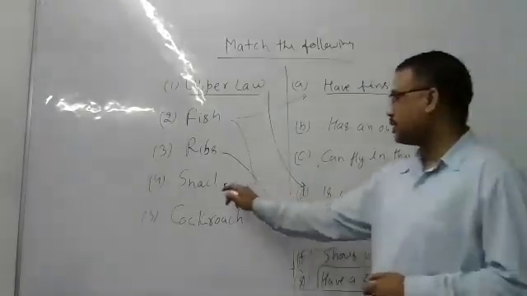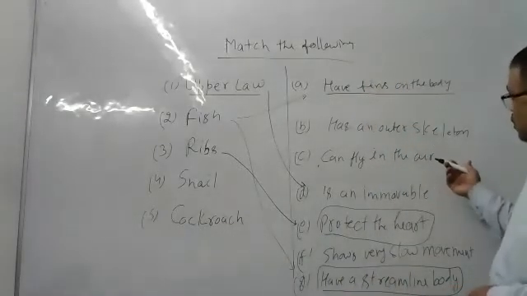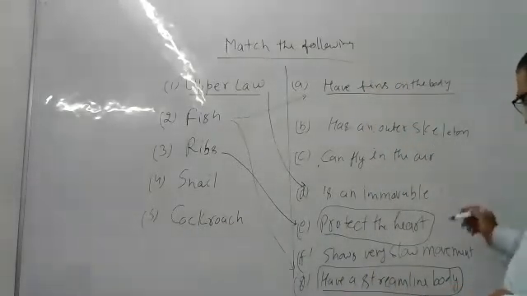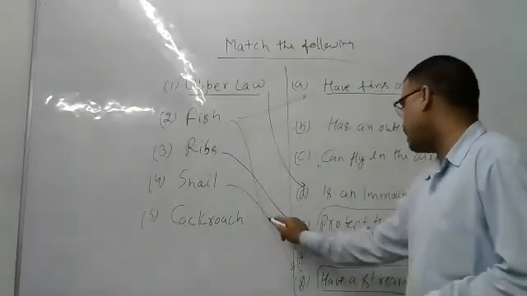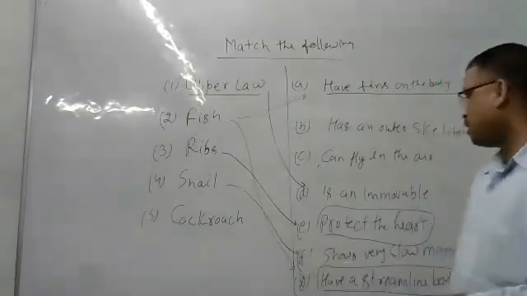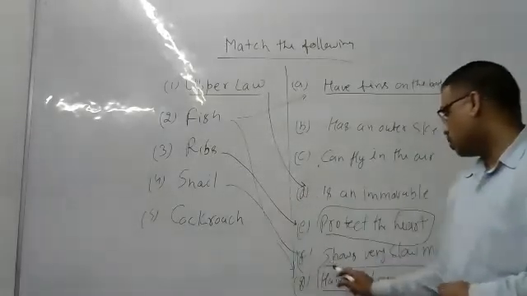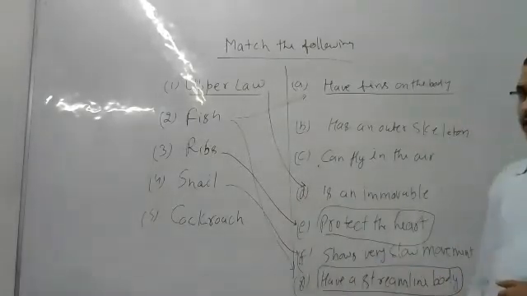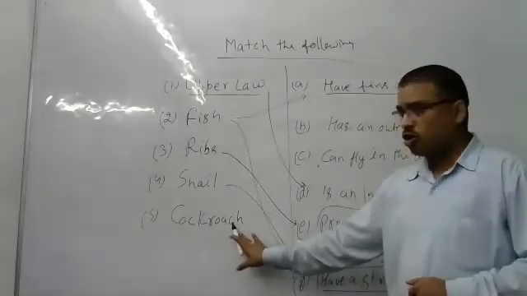Now the third is snail. Snail shows very slow movement. And there is a last option, cockroach.